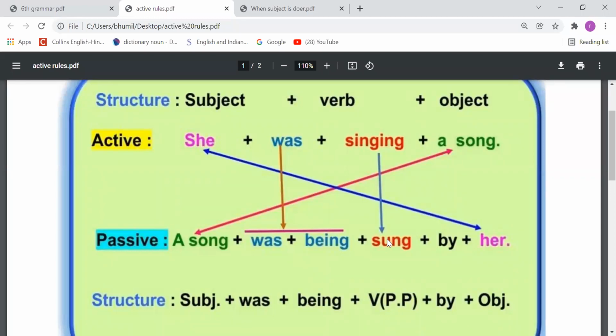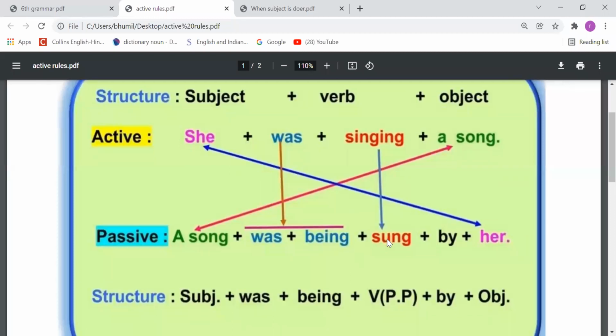Again, I tell you, the subject of the active sentence will become the object of the passive sentence, and in the same way the object of the active sentence will become the subject of the passive sentence. There is no need to change the tense. And what about the main verbs? Main verbs will be converted into be plus third form. Which form of be? According to the tense. Here we have used past continuous tense, that's why we have used the ing form of be, right? And the main verb we always write in the third form. It's a very simple rule.